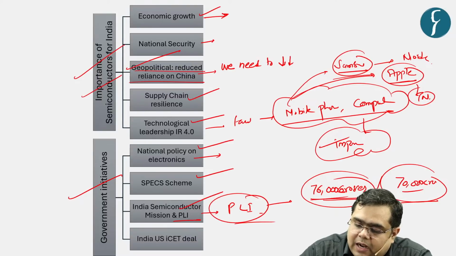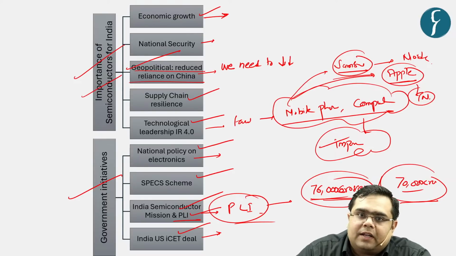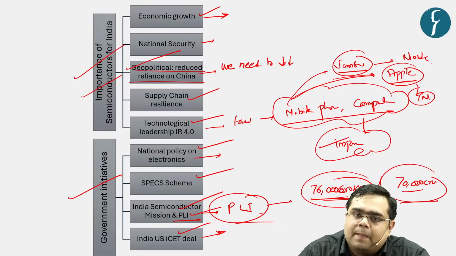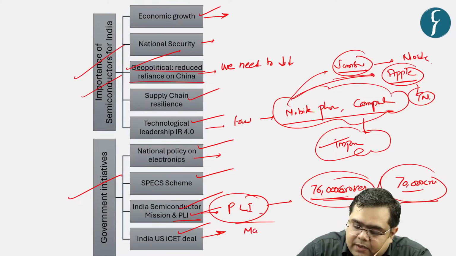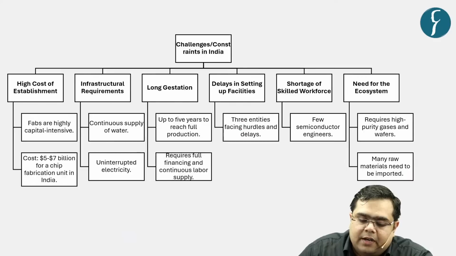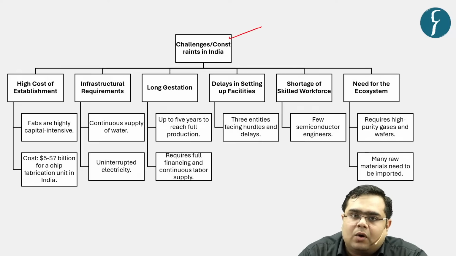So the leftover amount of only 6,000 crore was there, right? So the government has also launched the PLI scheme in this context. And when we look at foreign collaboration, India and the USA have joined the ICET deal to further encourage and handhold the relationship between India and the USA to improve the manufacturing of these semiconductors, right?